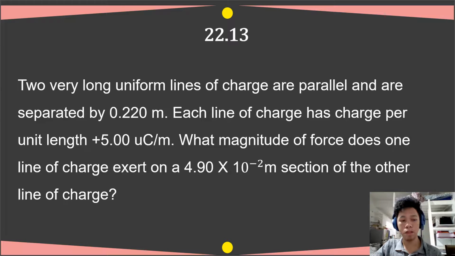First problem. Two very long uniform lines of charge are parallel and are separated by 0.22 meters. Each line of charge has a charge per unit length 5 times 10 raised to negative 6 coulombs per meter. What magnitude of force does one line of charge exert on a 4.9 times 10 raised to negative 2 meters section of the other line of charge?